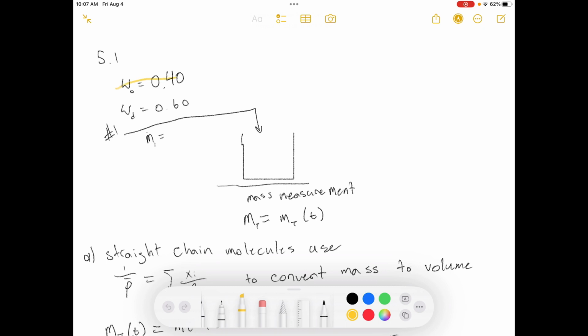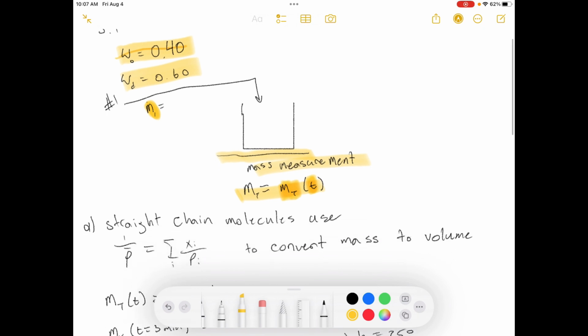So we've got 40 weight percent octane going in, 60 weight percent decane going in. We need to know what the flow rate is. We're going to estimate that by using our balance. This is our mass measurement. The mass measurement is a function of time. That's what this means: mass of tank is a function of time, not equals time. It's flowing in here, and the tank level is increasing with time.